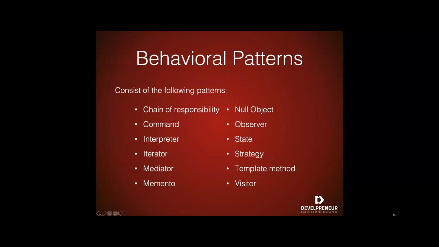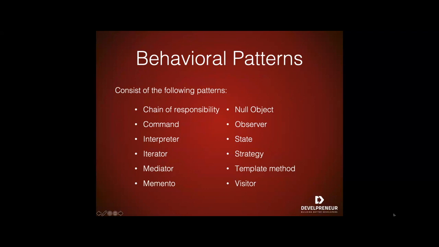source of command objects and a series of processing objects. A mechanism also exists for adding new processing objects to the end of this chain. Next, we have our command pattern, which encapsulates a request as an object, thereby letting us parameterize other objects with different requests, queue or log requests, and support undoable operations.